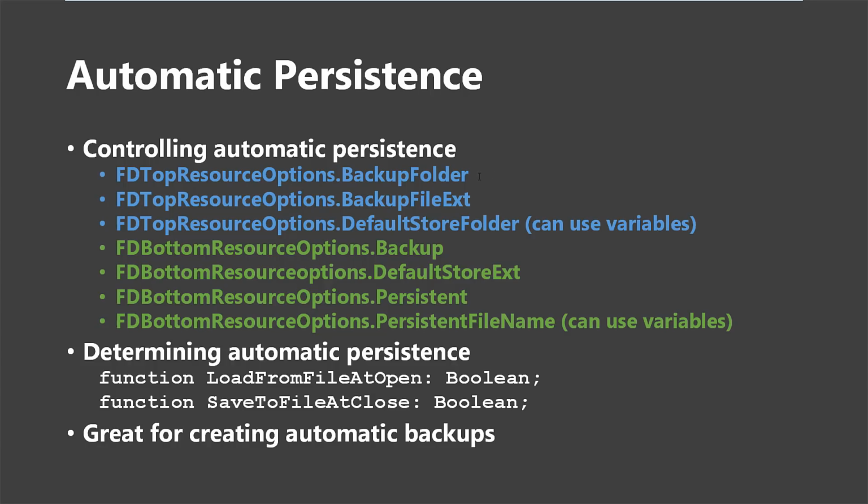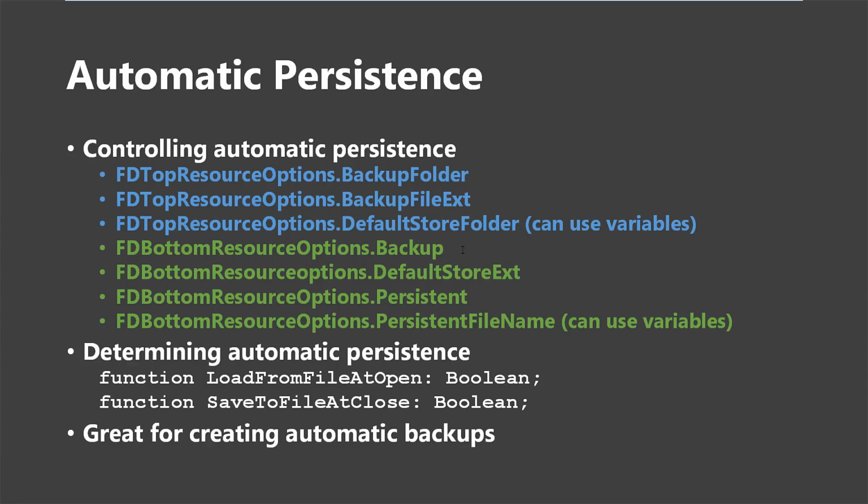If you're creating backup files, you would specify the default folder and file extension for that backup file using the FD connection or FD manager. You then, if you are using a persistent file in which you are automatically loading and saving a file, would specify in the FD connection or FD manager the default store folder. Anytime we're talking about folders, you can use variables. So the backup folder, I didn't put that here, but you can use variables there. And I'm talking about the substitution variables and the environment variables.